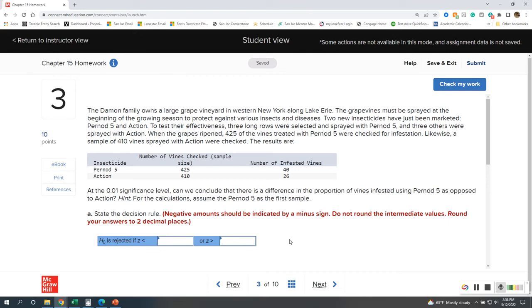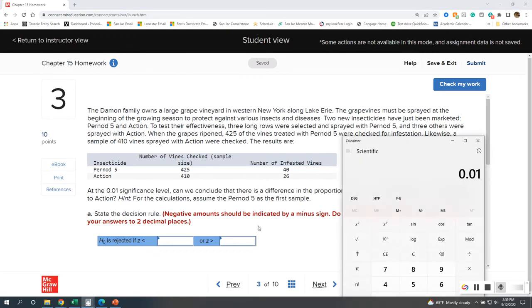At the 0.01 significance level, can we conclude that there is a difference in the proportion of vines infested using Pyranon 5 as opposed to Action? Hint, for the calculations, assume Pyranon 5 is the first sample. Okay. So, select the decision rule. Notice that we got 2 Z's, because we really do have an equal. We have a two-tail. So, since we have a two-tail, we have to watch out. That 0.01 might get divided by 2 to be 0.005. So, let's see.